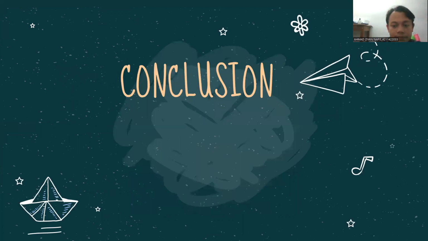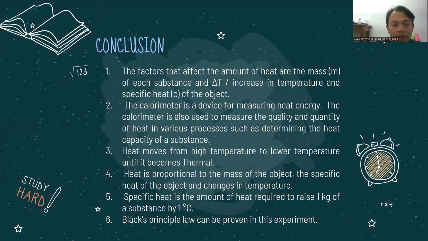Conclusion. First, the factors that affect the amount of heat are the mass of each substance and delta temperature or increase in temperature and specific heat of the object.